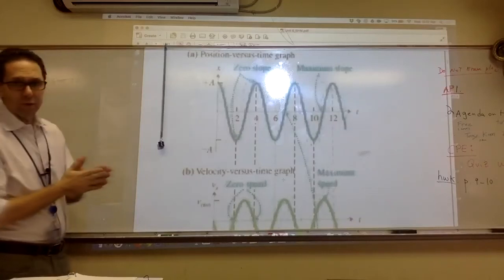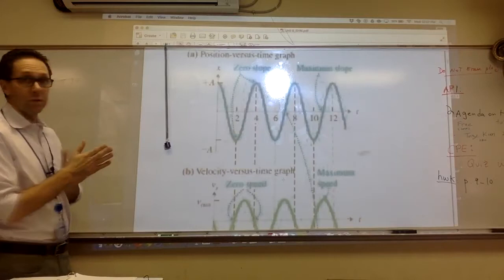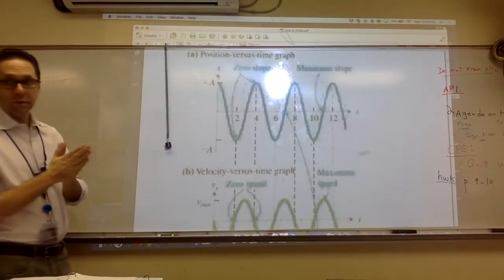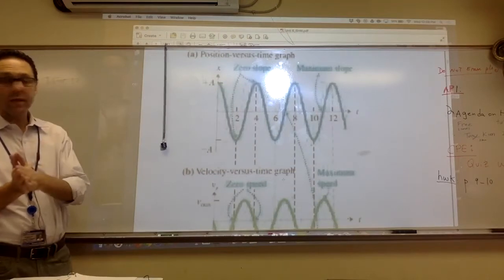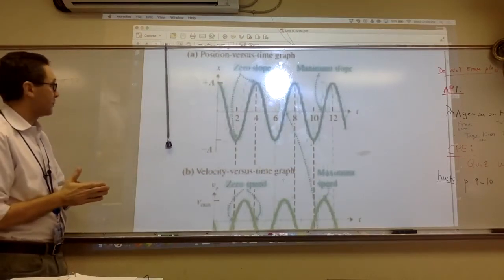Okay, this is part 2 of the simple harmonic motion, meaning this is the solution to the problems. You have all these solutions on your answer key, but sometimes I try to do different approaches to solving these problems.